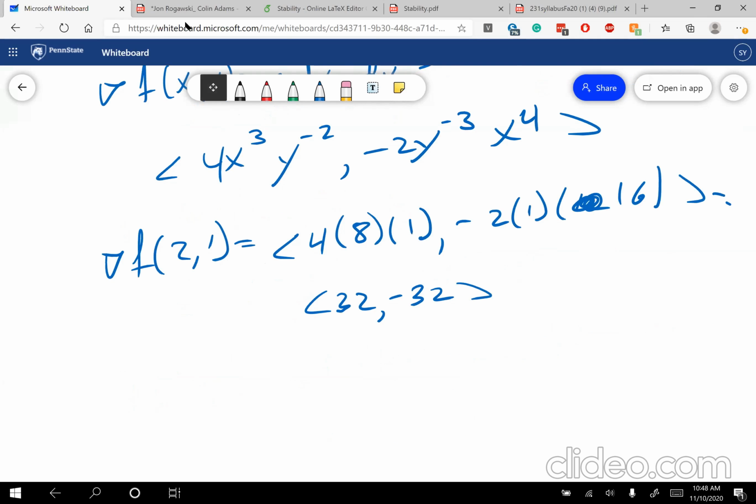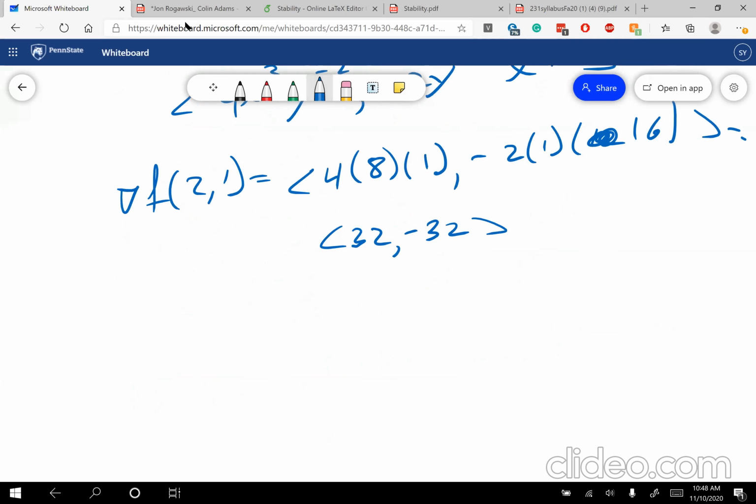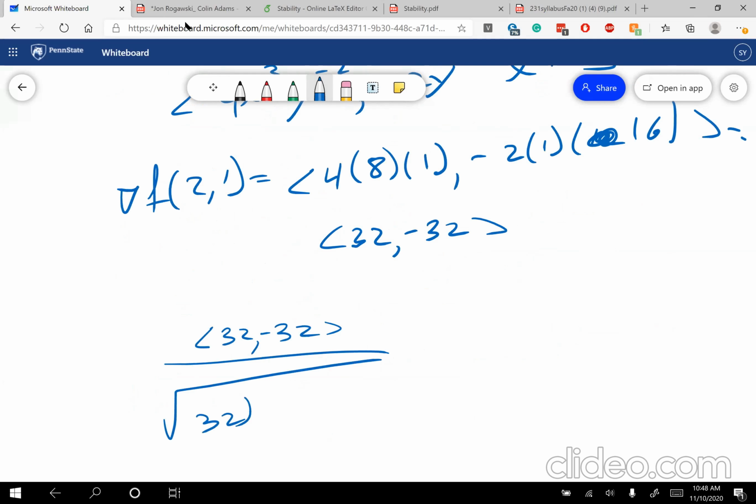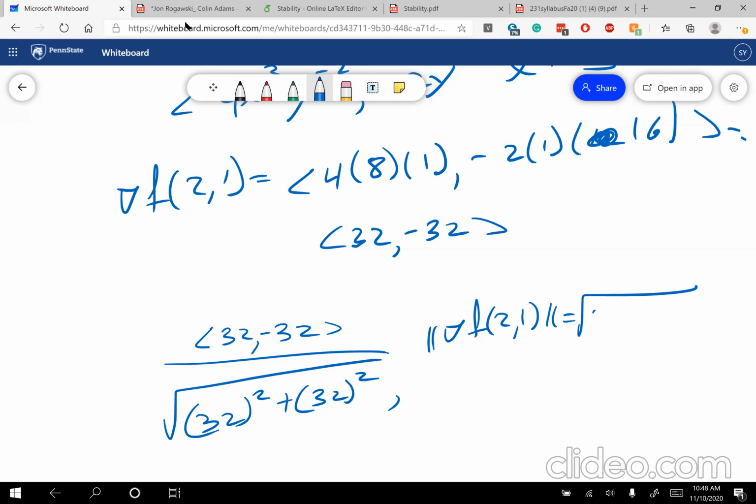Now, the unit vector is going to be (32, -32) over the square root of 32 squared plus 32 squared. And the magnitude of the gradient at the point (2, 1) is going to be the square root of 32 squared plus 32 squared. So this is going to be the rate of increase. Any questions about this?